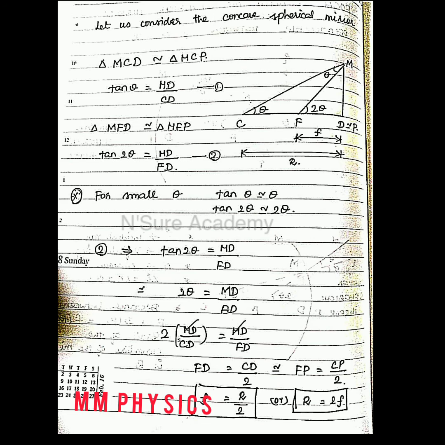Substitute the values. Taking approximately, 2 theta is equivalent to MD divided by FD, and theta to MD divided by CD. We know MD will get cancelled on both sides, so we get FD is equivalent to CD divided by 2. Or we can write FP is equivalent to CP divided by 2. Then substitute the values: FP is f, and CP is R, so f is R by 2. So R is equivalent to 2f.